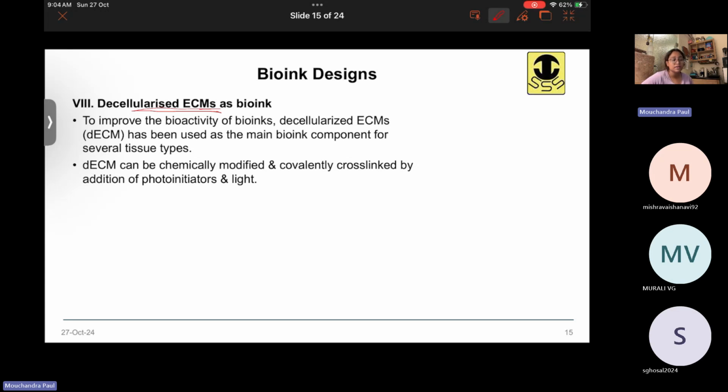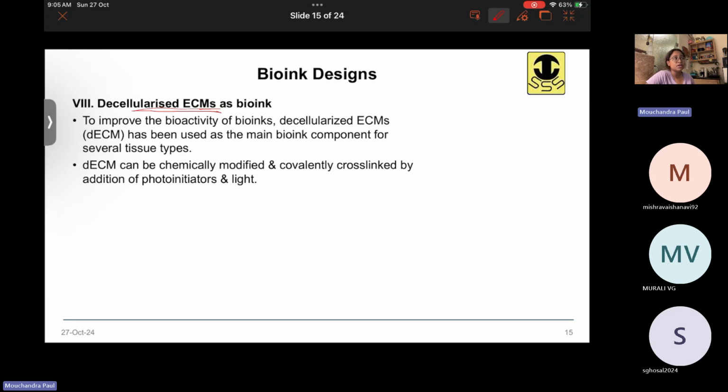Then why is it used? Because it has all the cell adhesion motifs and very good bioactivity. It promotes cell adhesion and everything very nicely in comparison to, let's say, gelatin or something like that. That is why decellularized ECM, or dECM, is becoming very popular. If you make a powder or a solution out of it, it gives sufficiently high viscosity as well. So it is viscous in nature as well.